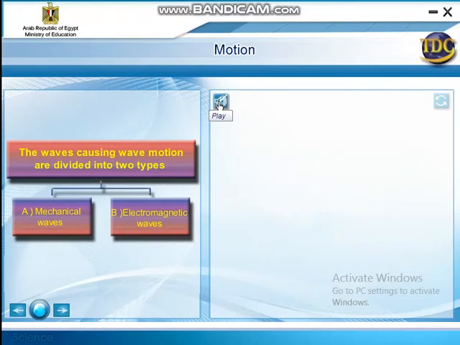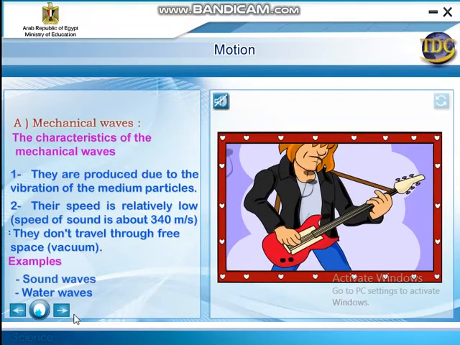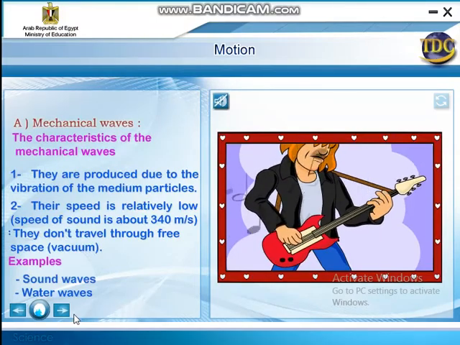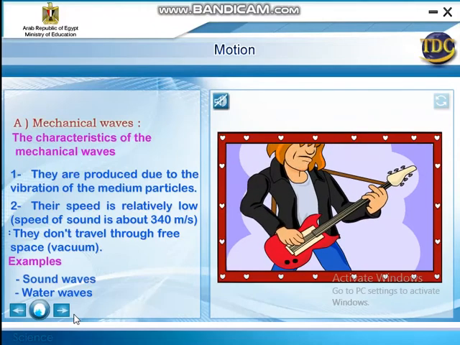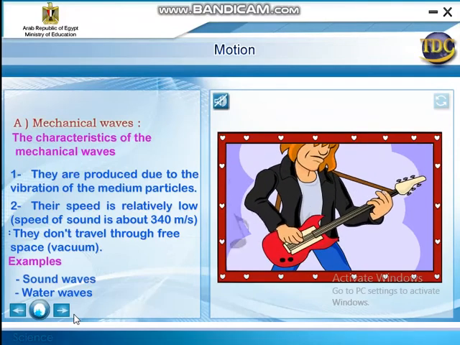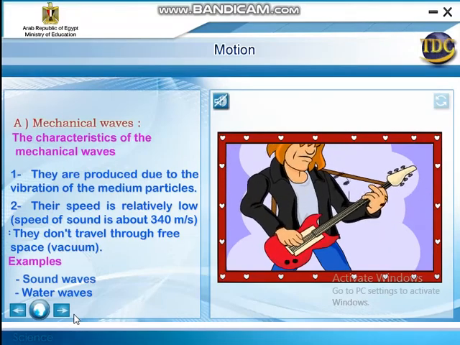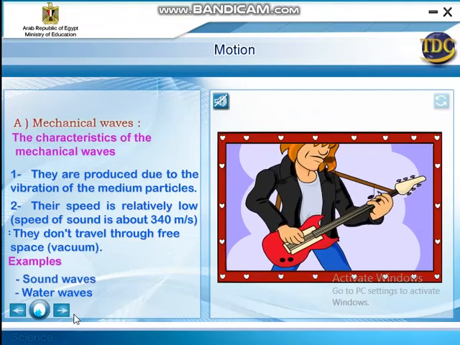Number A, mechanical wave. What are the characteristics of mechanical wave? Number 1, they are produced due to the vibration of the medium particles. Medium like air, water, wood.